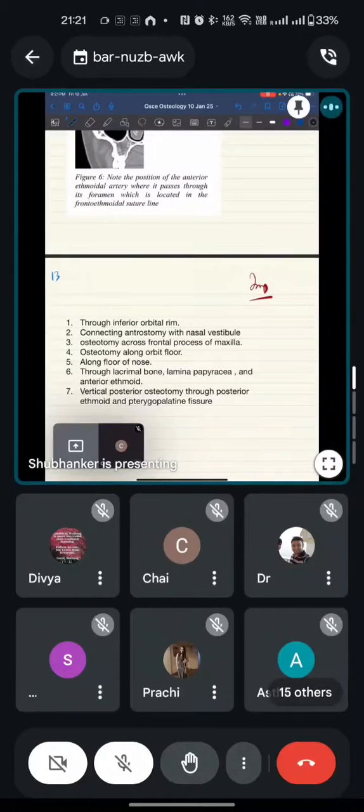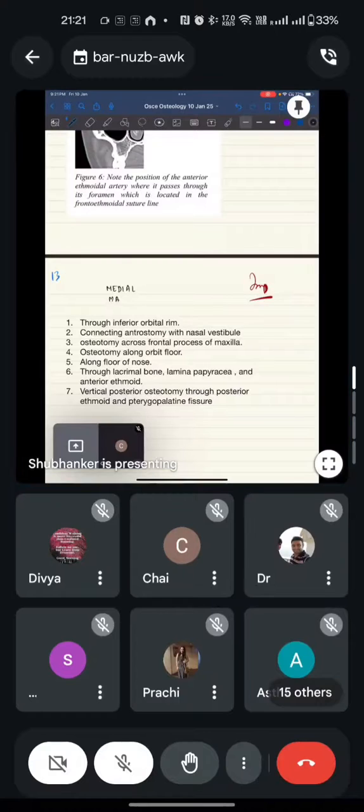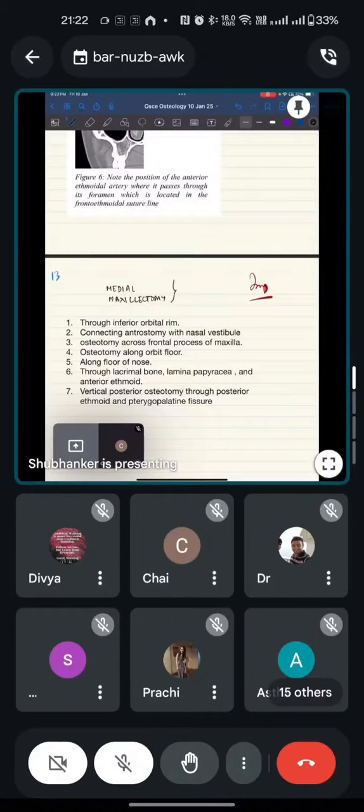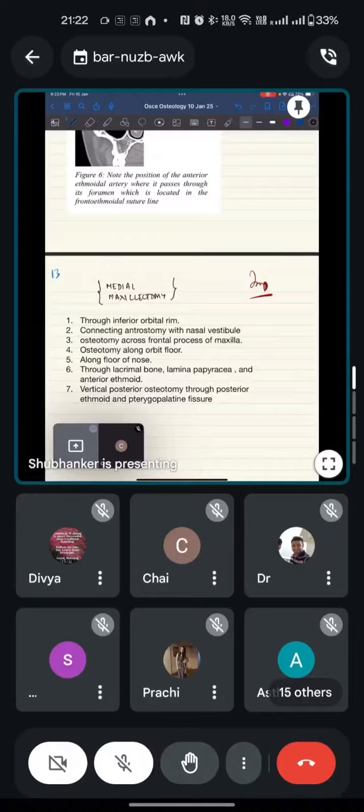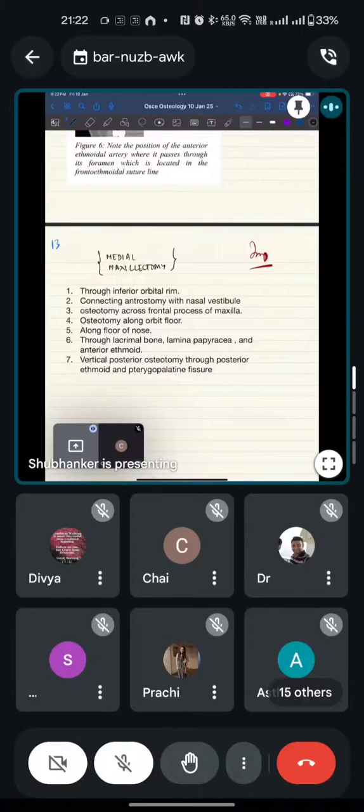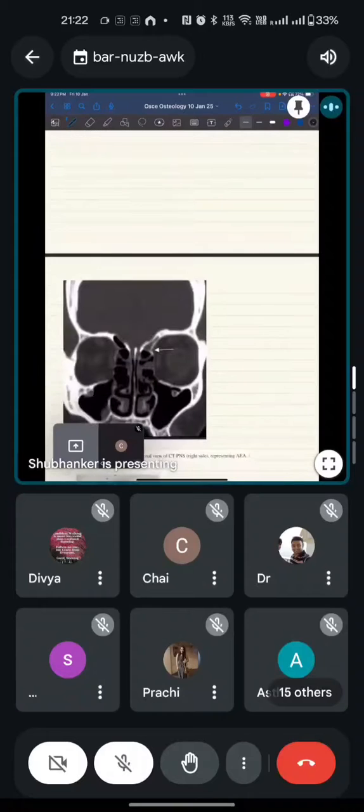So these are your cuts for medial maxillectomy. Please remember them. These are important, both for medial as well as total maxillectomy.